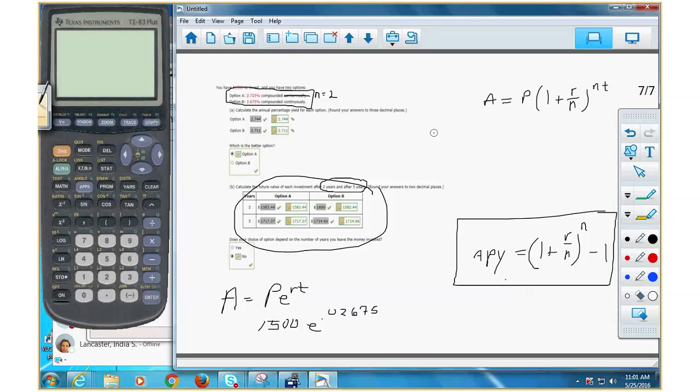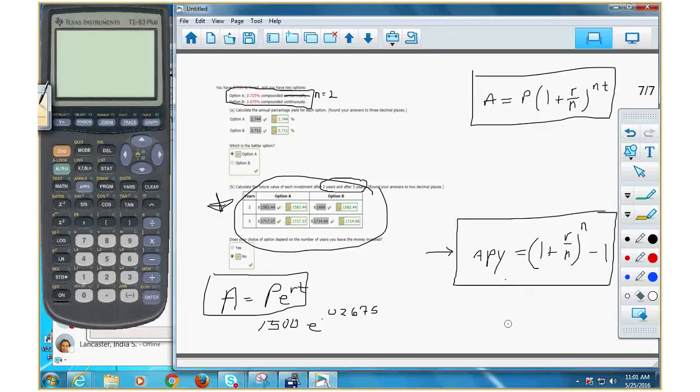Well, for this question, for right now, for the test, I want you to be able to do this right here. I want you to be able to use this formula. And between now and tomorrow, I will try to figure out if there's another APY to do with continuous. Okay? Is that a deal? I'll try to figure it out.